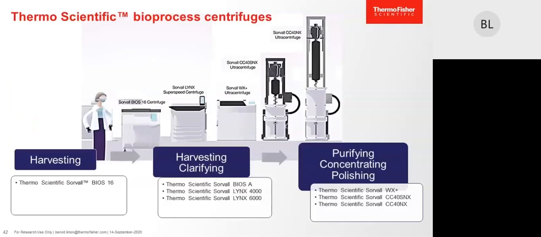In the Thermo Fisher for bioprocess centrifuge, we have a complete offering of machines called the BIOS 16 for the harvesting, the BIOS A, the Lynx 4000, the Lynx 6000 for the clarification and the harvesting, and the models Sorvall WX Plus, CC40 SNX, and CC40 NX for the purification, concentration, and polishing.